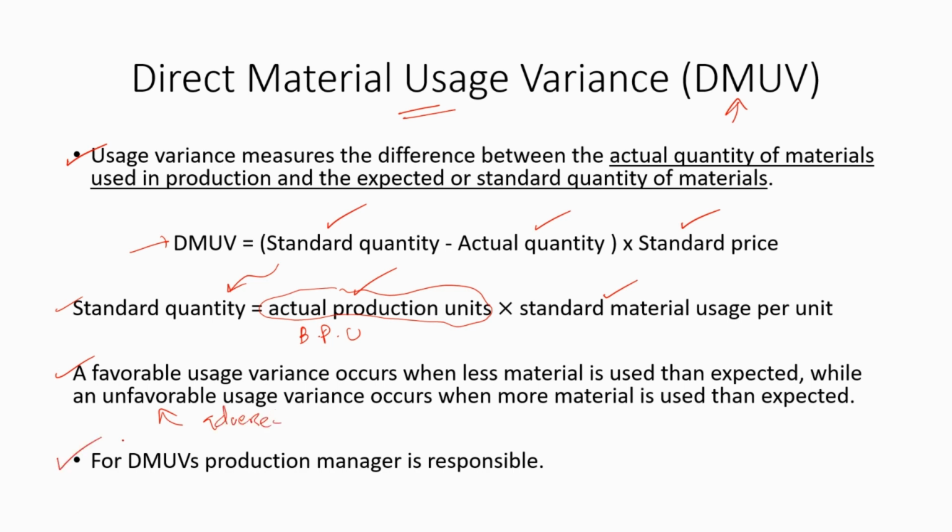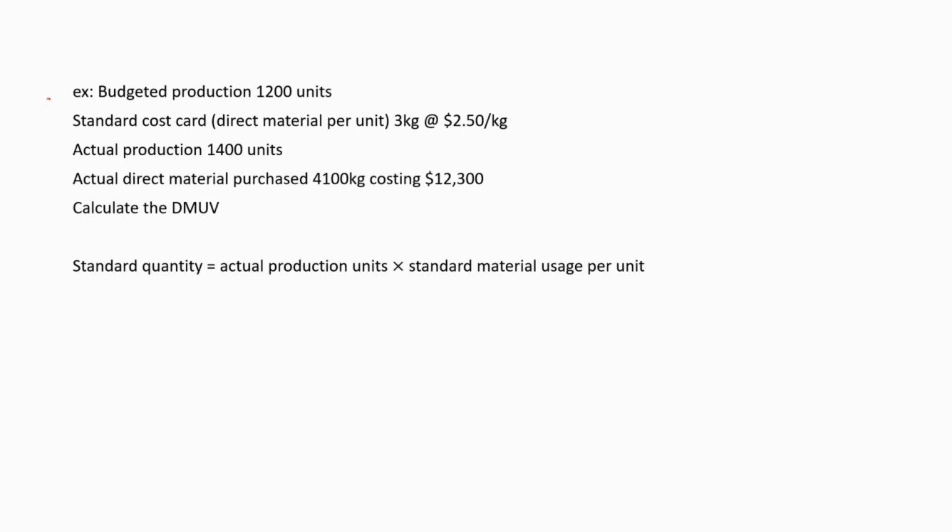For direct material usage variances, the production manager is responsible because the material is used in production in order to produce goods. The responsible person for the production is the production manager. So the direct material usage variances will be the responsibility of the production manager. This is very important. Now let's do this example.